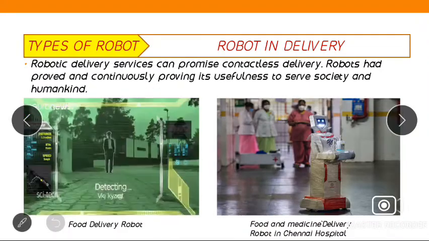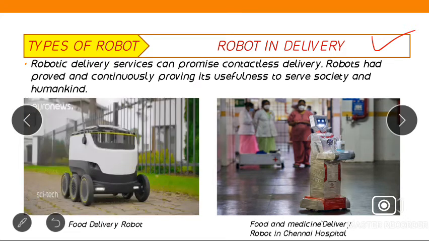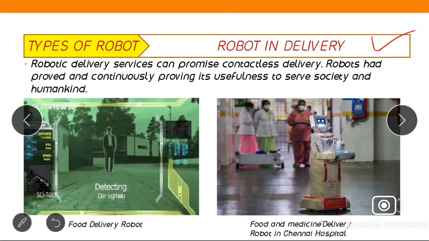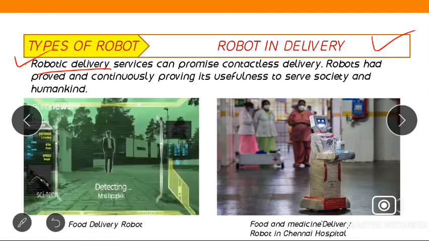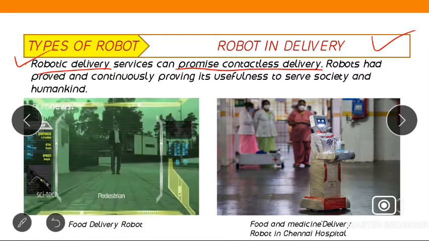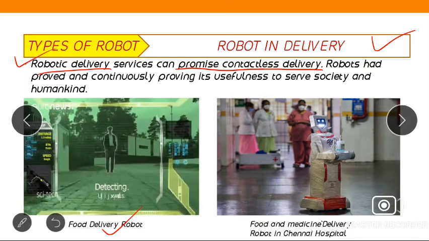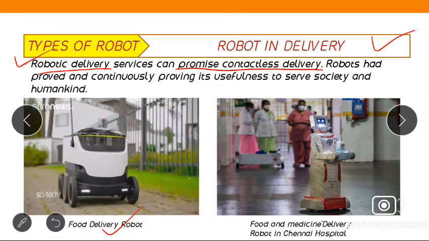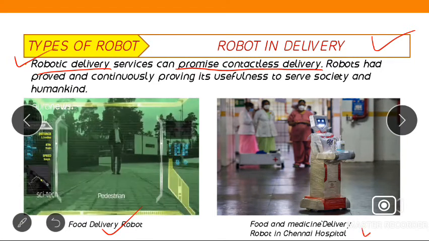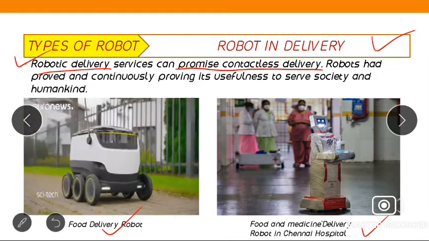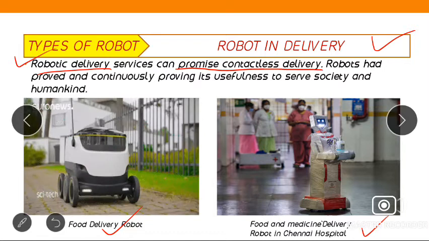Next is robots in deliveries during the pandemic. You know that in corona, a contactless system is a more efficient way to deliver things. So robotic delivery is a very useful application in today's situation. They promise contactless delivery and provide a safety feature to humankind. This is how it works: the sensors detect a pedestrian or delivery person, and according to that they perform the task. This is a Chennai based robot. It is used in a Chennai hospital for delivery of food and medicine, and it is very useful in the pandemic.